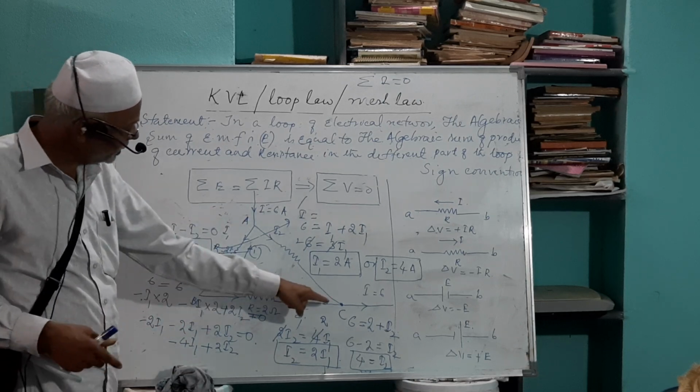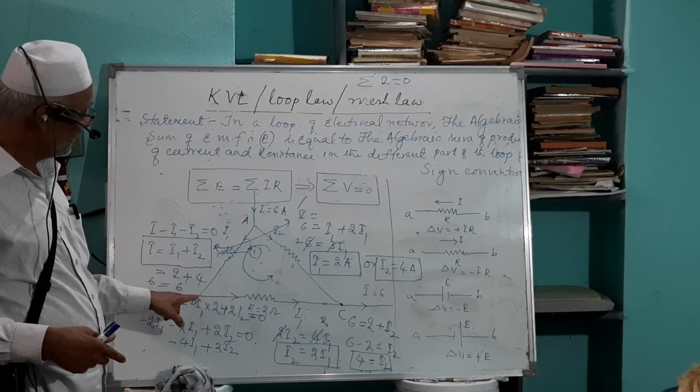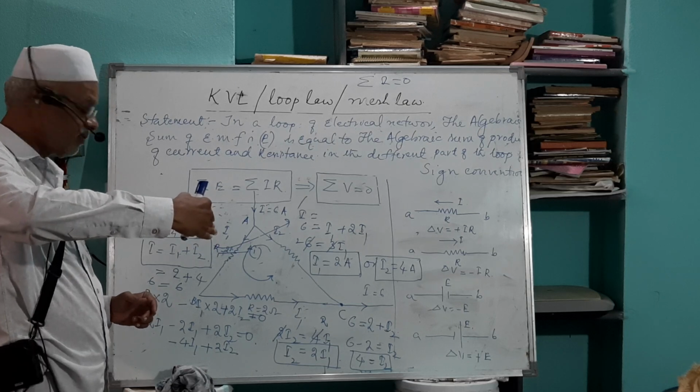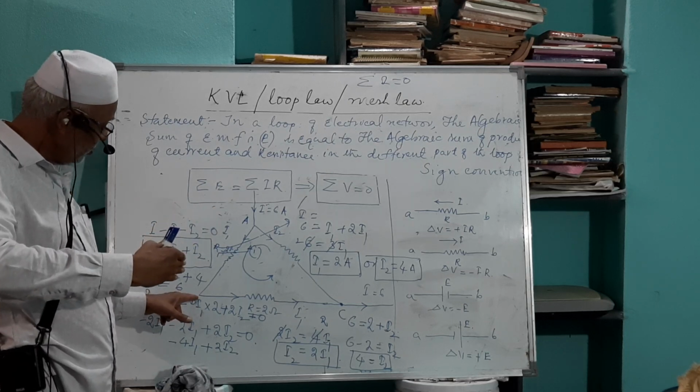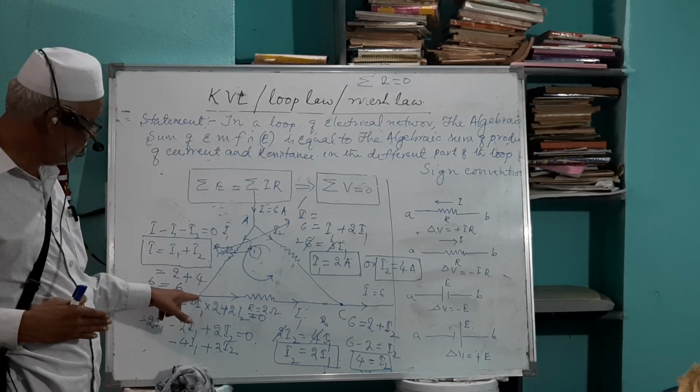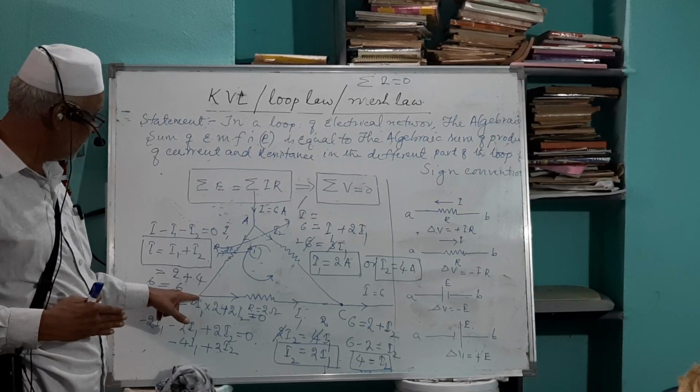Another conclusion you can draw: see, this is not a junction, bear in mind. You have just bent the wire in this fashion. Most of the students get confused. You cannot treat it as a junction.